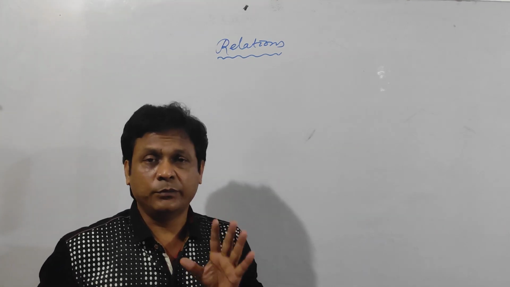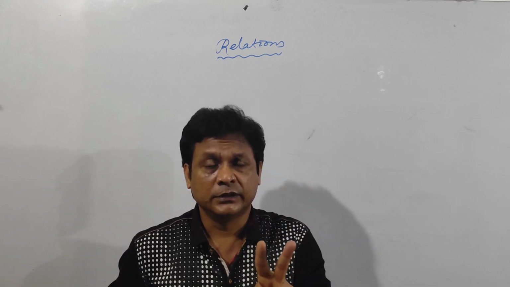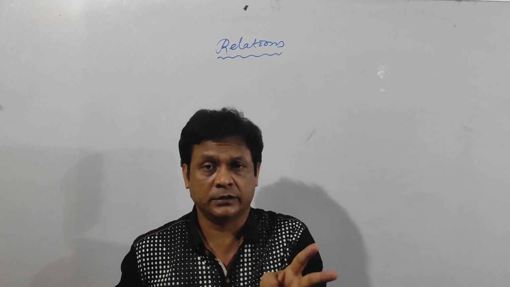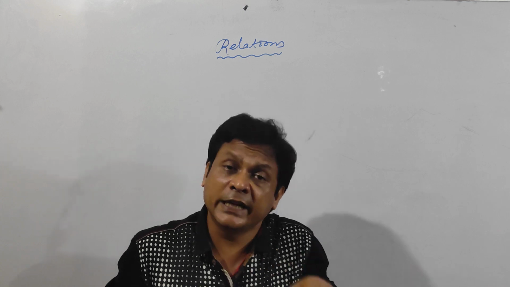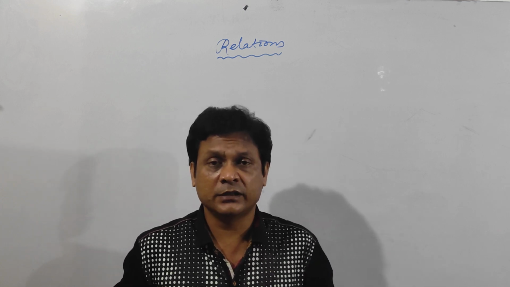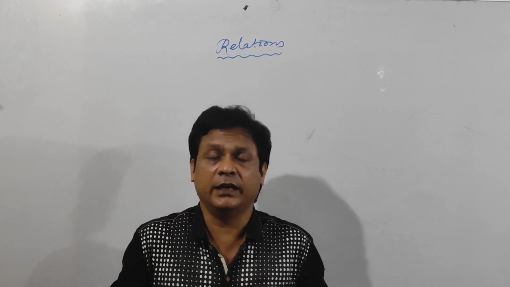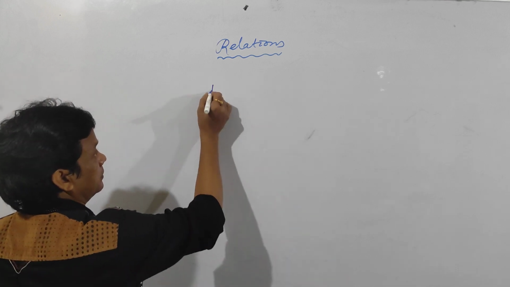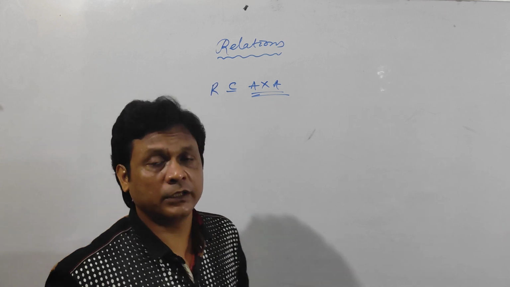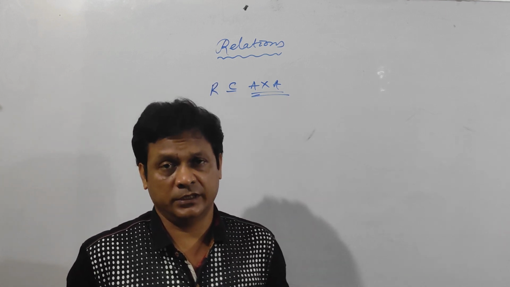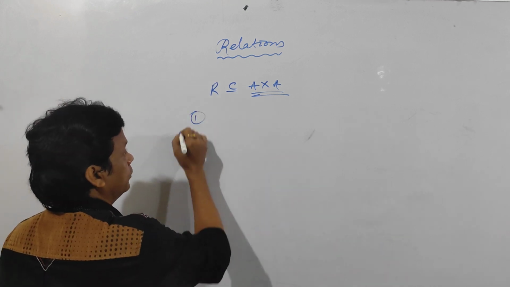See here. I have told you, a relation means there will be two sets. Then if R is a relation, it must connect two sets. That means R is a relation from A to B. And if I say a relation on a set A, it means elements of A should be related to elements of A. That means R is a subset of A cross A. A relation on A means it is a subset of A cross A. That means A to A. Clear?